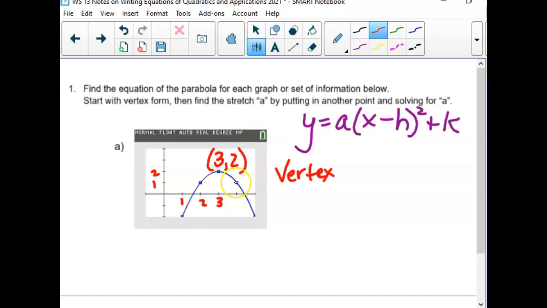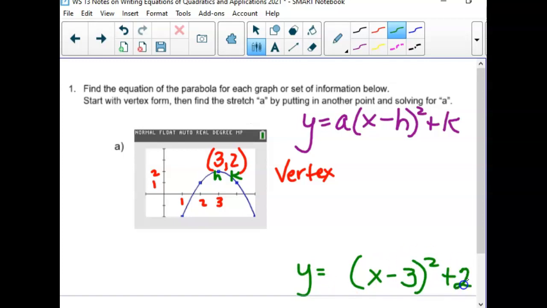So what do you know about 3 and 2 if that's the vertex? 3 is H and 2 is K, because it's a vertex. Everybody good? H and K. So we're almost done already. We could write y equals x minus 3 quantity squared plus 2. We just put in H and K. Then we have to figure out if there's a stretch. And I'm going to tell you on the quiz, I made the stretches kind of ugly because I want you to have to find them in this way so you can't just guess. By ugly, I mean they're like fractions, a lot of them.